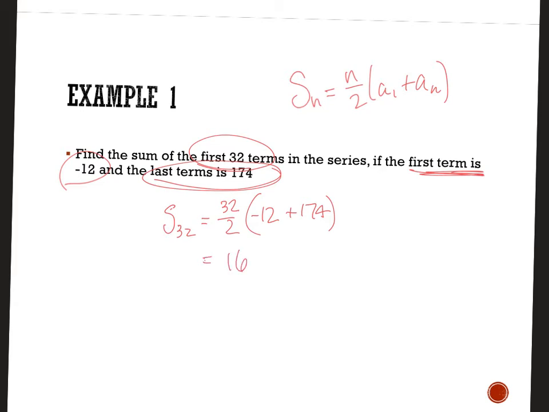Now it's just a question of doing a little bit of arithmetic. This is 16 times the sum of negative 12 and 174, which is 162. This is where I break out my handy dandy calculator because I can't do that in my head. And we get 2,592 is the sum of the first 32 numbers. Okay, let's try another one.